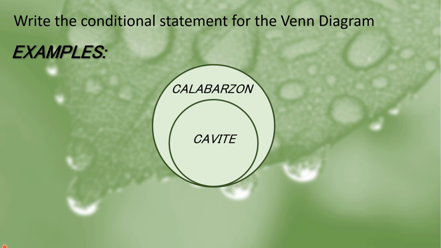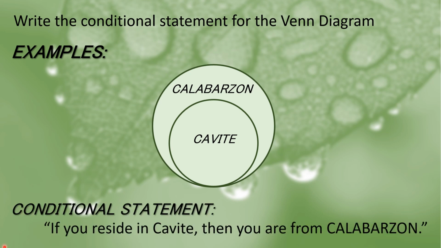So, paano natin yun gagawing conditional statement? Pwede nating ilagay dyan, if you reside in Cavite, then you are from Calabarzon. So, naghanap tayo ng isa pang subject para makumpleto natin yung if phrase, and then dinagdagan din natin ng subject na yon doon naman sa then phrase.